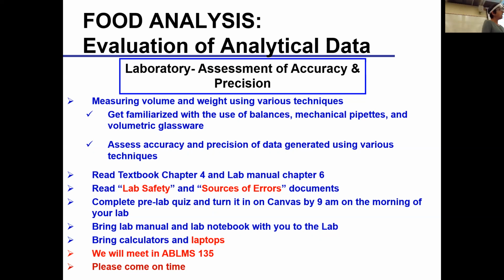You need your lab manual again next week. We're going to follow chapter 6 in the lab manual. Good to just review the material we covered in class, in chapter 4 in your textbook, or recorded lecture, whatever you're comfortable with. I would like you to read the lab safety and sources of error document in the folder called Lab Information and Guide under modules, the top of the page. So you'll have that, and you complete your pre-lab quiz.